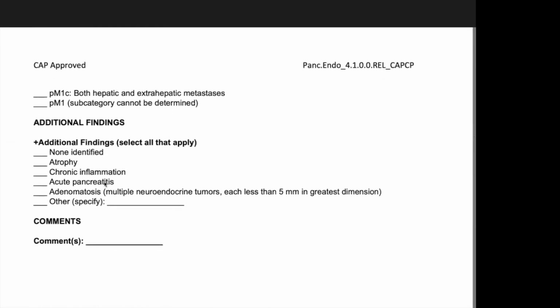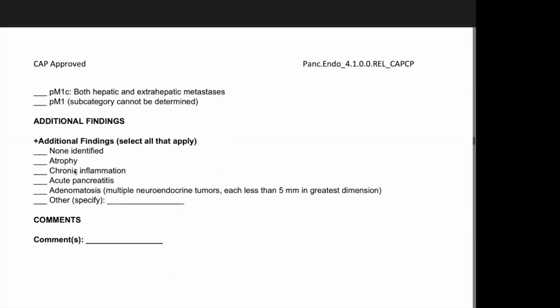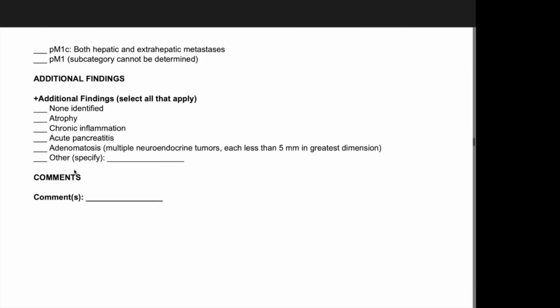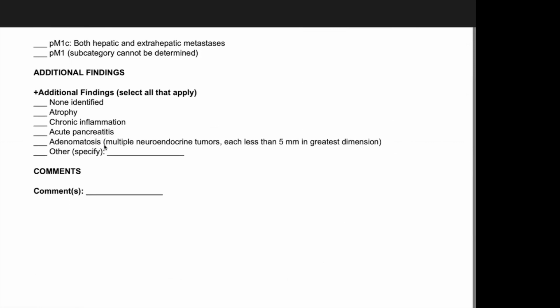And then additional findings, whether we have acute or chronic pancreatitis. Atrophy means it's the same thing as chronic pancreatitis. So chronic inflammation and atrophy is considered chronic pancreatitis. So adenomatosis, multiple neuroendocrine tumors, but they're less than 5 millimeters.